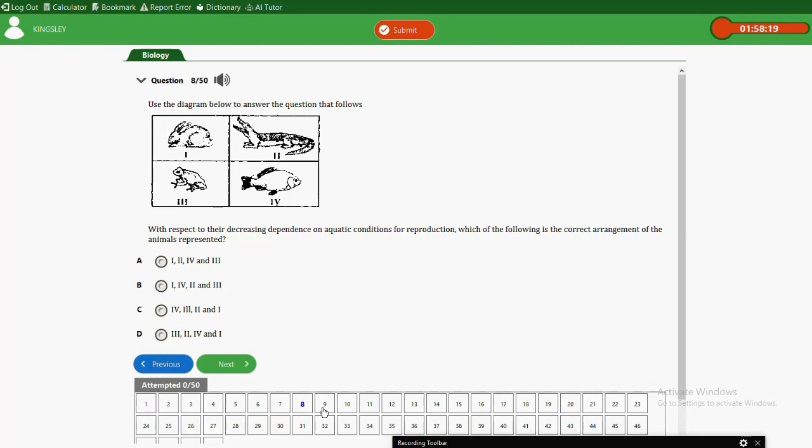So the next one we have IV, III, and I. Of course, this is the correct answer to this question because looking at this, the first organism is a fish. And then you can see that it is highly dependent on water. It does not leave the water. So it follows that way to the amphibians here on III and II, and then down to the mammal. So option C is the correct answer to this question. So let's look at the next question here.